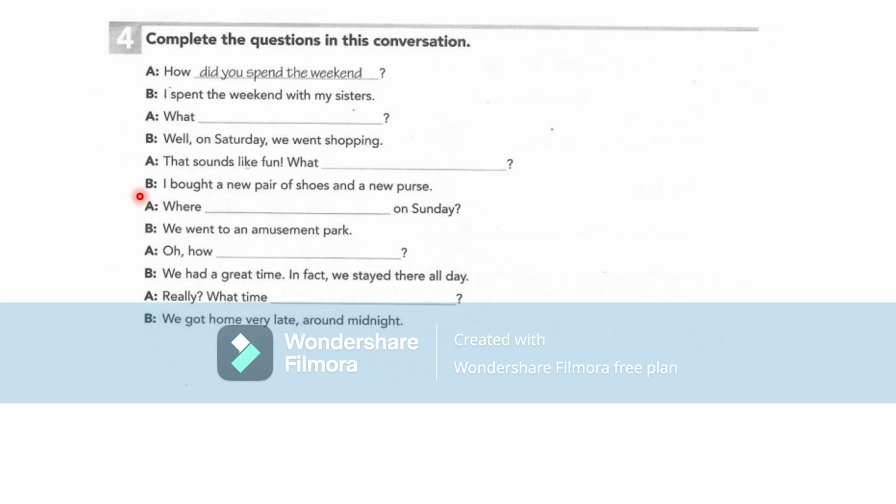Okay, so let's continue with letter A. That sounds like fun. What did you buy? I bought a new pair of shoes and a new purse. Yes, that sounds like fun. What did you buy? I bought a new pair of shoes and a new purse.